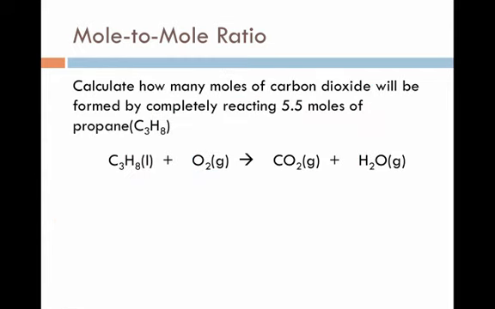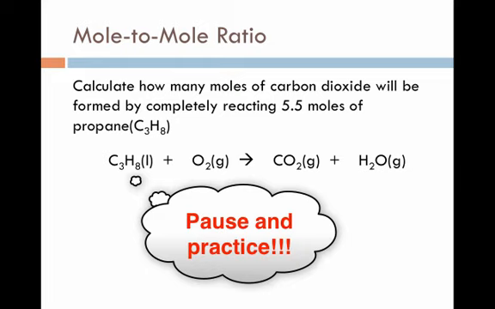Here's a second problem for you to try, very similar to the first. You're going to need to balance the reaction first, identify the two chemicals you're going to be converting between, create a mol-to-mol ratio, and then finally do the actual conversion to figure out how much product in this case will be formed. Take a minute, pause the video, see if you can actually get an answer for this, and then we'll go through that answer together.